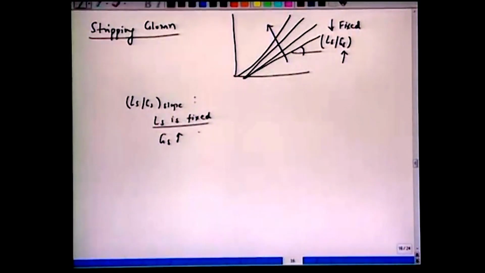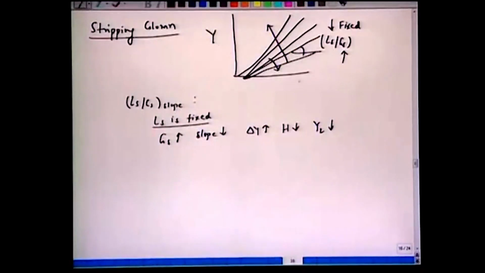If Gs increases, slope decreases. See, the curve will move in this direction. Slope is decreasing like this. Slope decreases, driving force increases, height decreases, and y2 will also decrease. So we have y and we have x. So given x2, now y2 decreases. So again we see a cost effect here. A large amount of solvent, steam, is required at the cost of a smaller height.